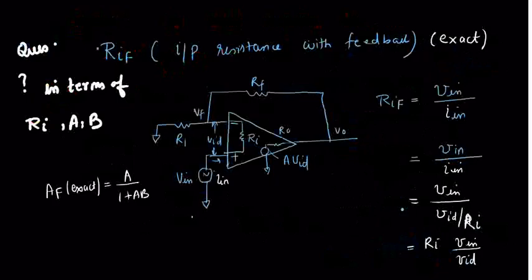Anyway, next question is, what is the input resistance with feedback? Exact. We are not considering the ideal conditions, the exact. How would you do that? So this is the diagram of your voltage series feedback amplifier using an op-amp. Do you agree or not? This is the same, right? Here we are interested in deriving the input resistance with feedback.